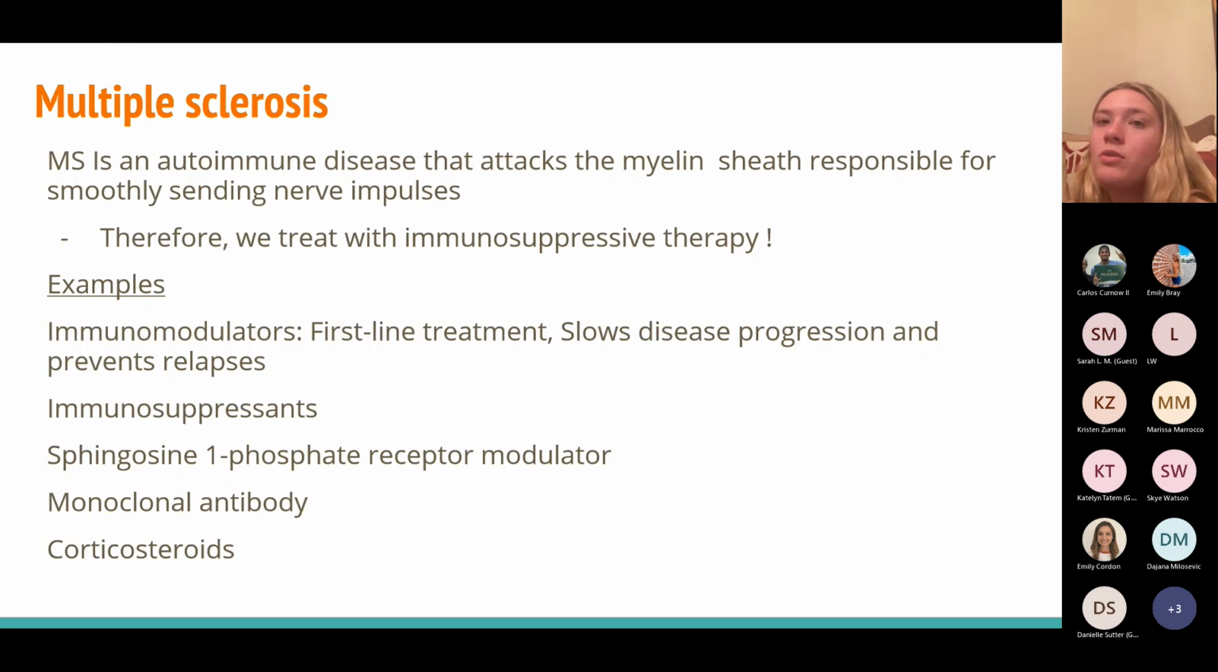We're talking about multiple sclerosis, again, another autoimmune disease. This one is now attacking our myelin sheaths. What are we going to do? Treat with immunosuppressive therapy. We can give immunomodulators, immunosuppressants, antibody treatments, corticosteroids, etc.